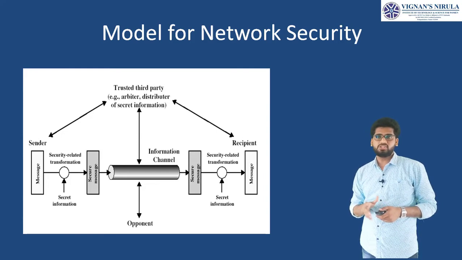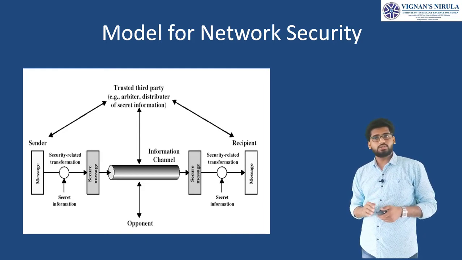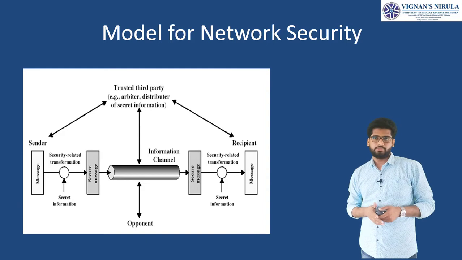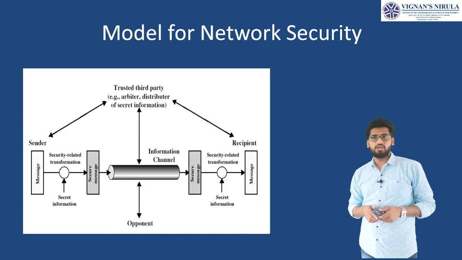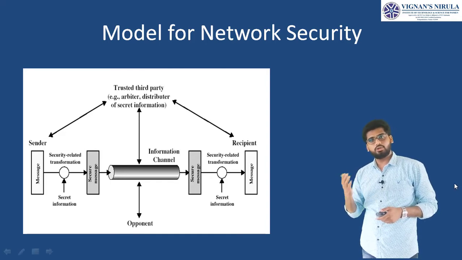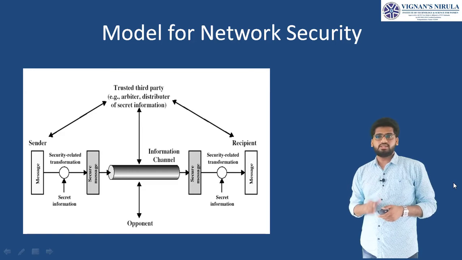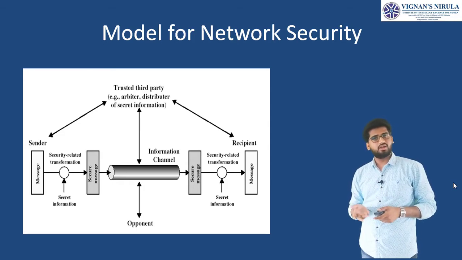In the initial step the sender transfers the data, that is the secret information, to the communication channel, and the communication channel sends the data securely to the recipient. In between the sender and the communication channel we are using a secret key. Similarly, on the receiver side we use a secret key between the communication channel and the receiver. By using this secret key the data is transferred from sender to receiver in a confidential manner, like the encryption and decryption process.